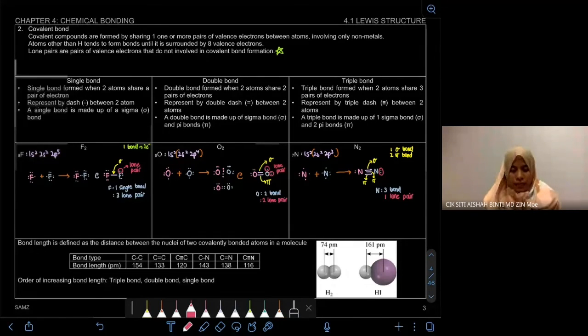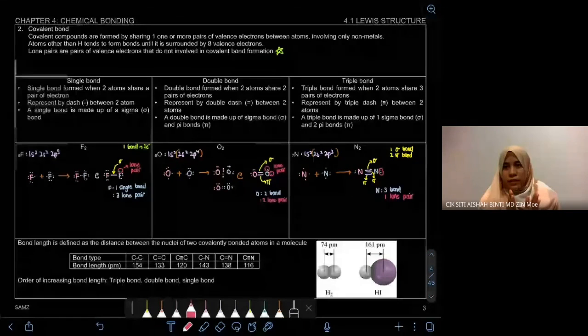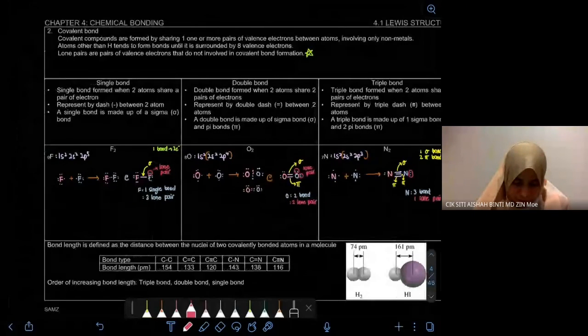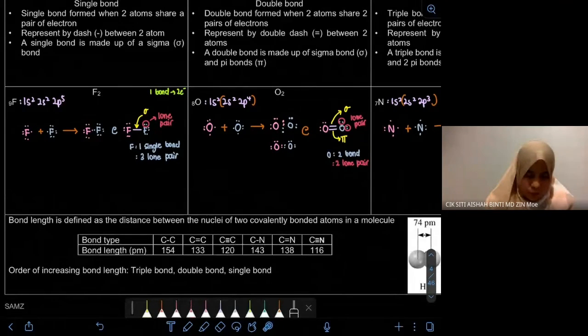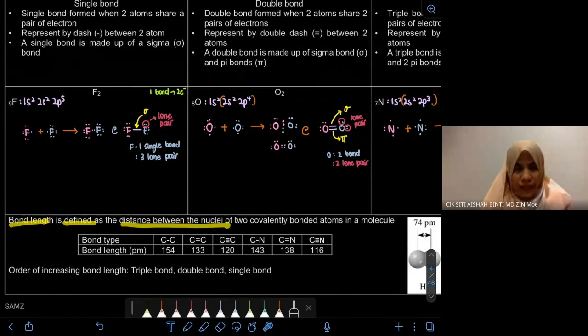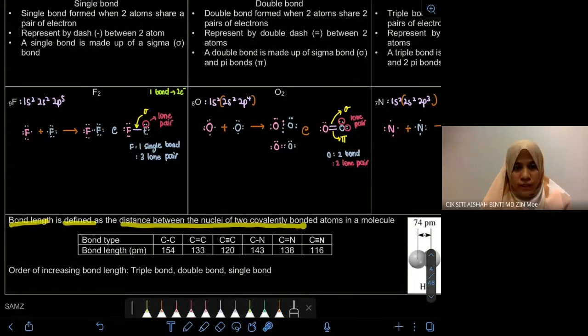Okay, last yang kita akan tengok hari ni, sampai 9:30 je lah, it's actually pasal bond length. Dekat bawah ni. Okay. Bond length is defined as the distance between the nuclei of two covalently bonded atoms in a molecule.